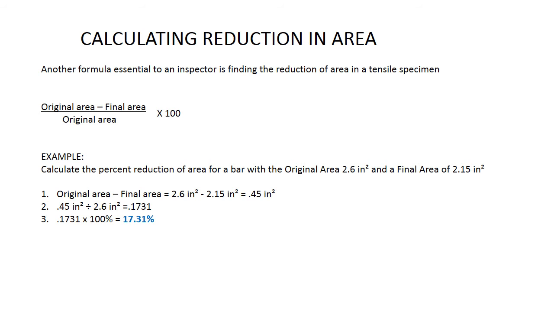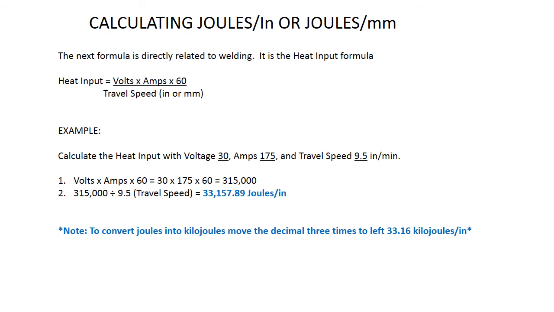Calculating joules per inch or joules per millimeter. The next formula is directly related to welding. It is the heat input. So heat input equals volts times amps times 60, divided by travel speed in inches per minute or millimeters per minute. So here's an example.